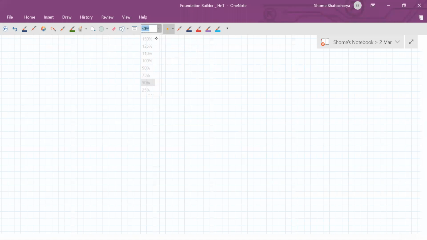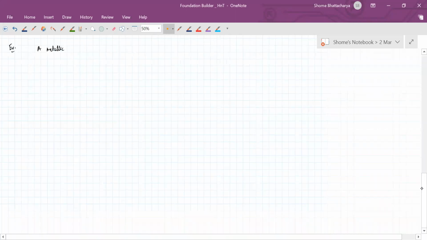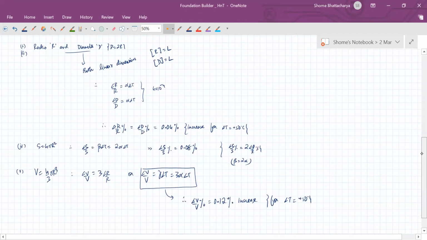Okay, now let's understand another type of question. So metallic scale. Okay, I'll just take you back to this section so you can write this down.